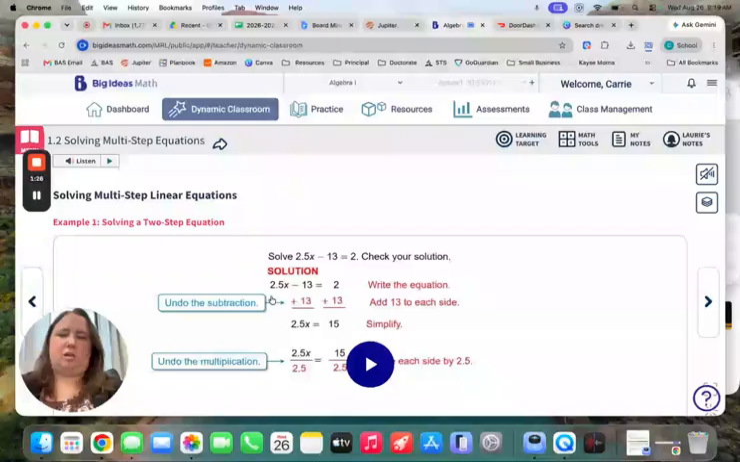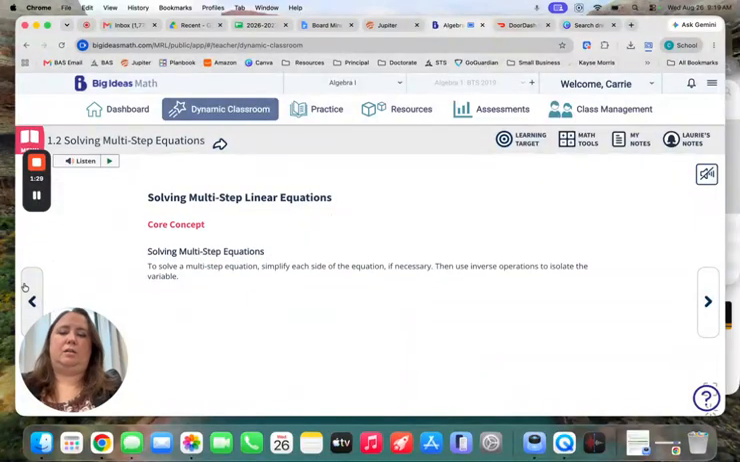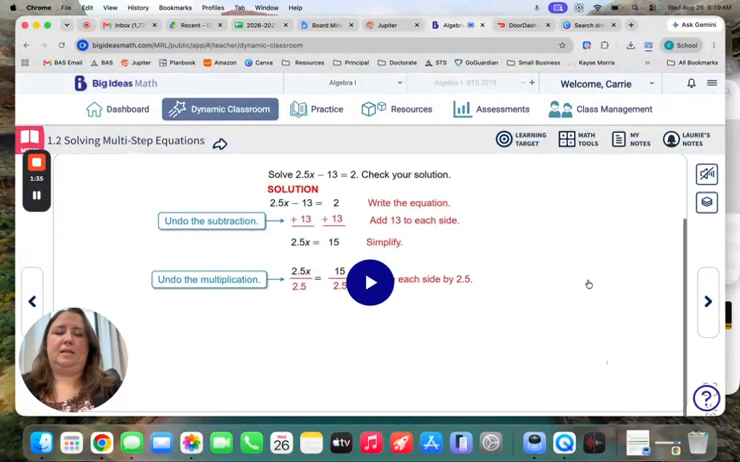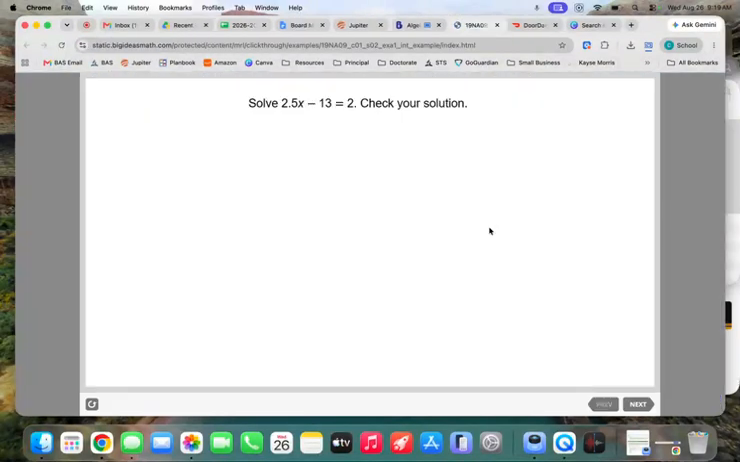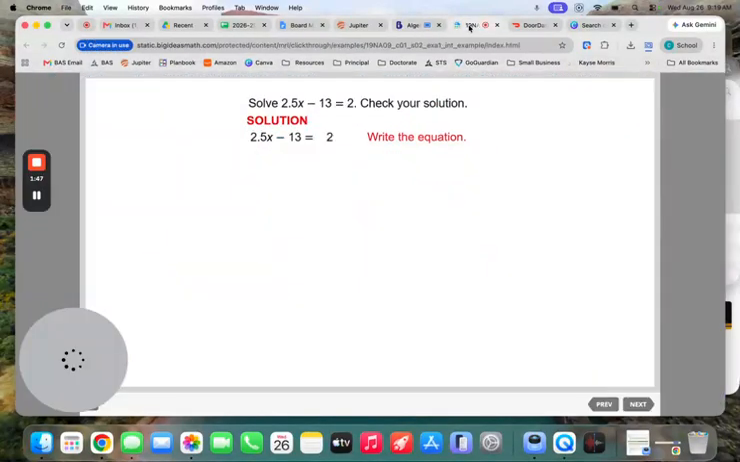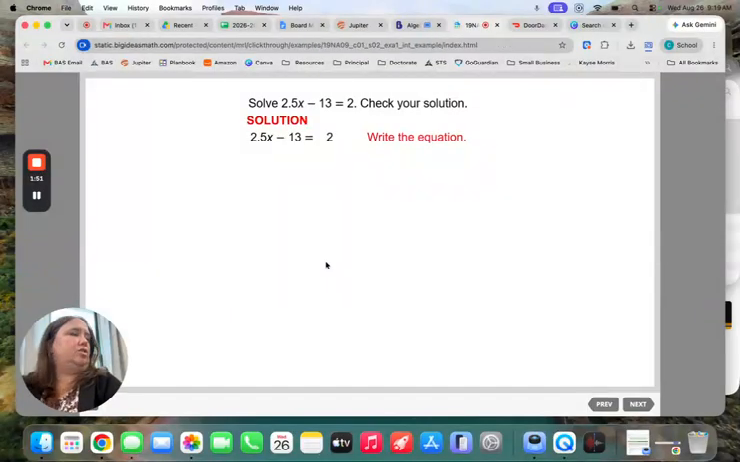All right, solving multi-step equations. You're basically simplifying each side till you have the variable by itself and the number on the other side. Yes? Excellent. So in your journals, look for example 1 and write this down. We're going to solve 2.5x minus 13 equals 2.